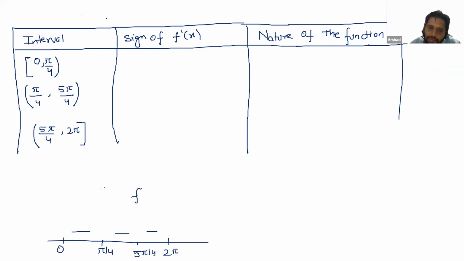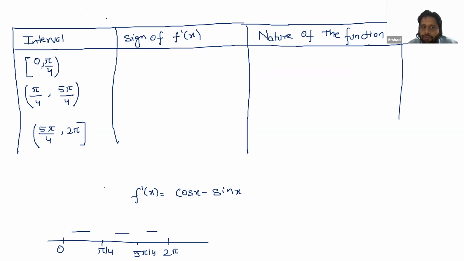Now, the sign of the derivative. What was f dash x? We have f dash x equals cos x minus sine x. Now we need to check this. First is 0 to pi by 4. Noma, can you tell me any angle between 0 and pi by 4, which means 45 degrees, of which you know the value? 30? Yes, sir. Okay, so we will take 30 here.